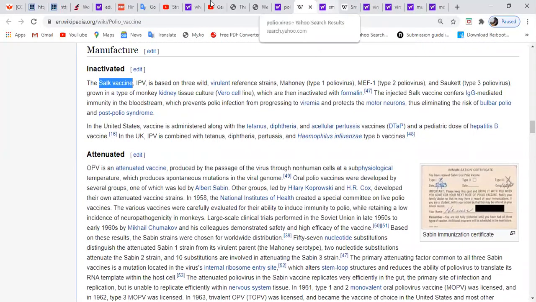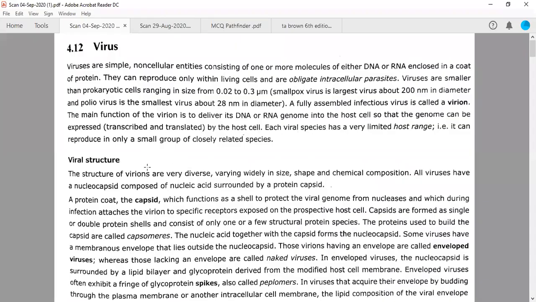Now the next, what we were discussing. Depending upon their size, shape and chemical composition, you can classify the viruses into several families. All viruses have a nucleocapsid composed of nucleic acid surrounded by a protein capsid. So this is the basic structure of all the viruses. They generally have this nucleocapsid, which is composed of a nucleic acid genome surrounded by a protein capsid or coat, as you can see here also.